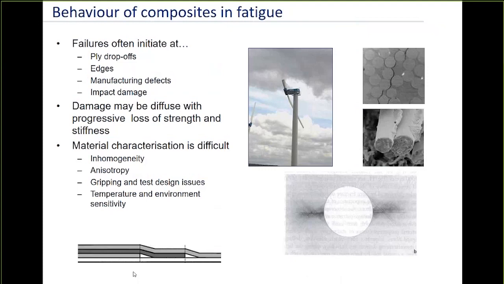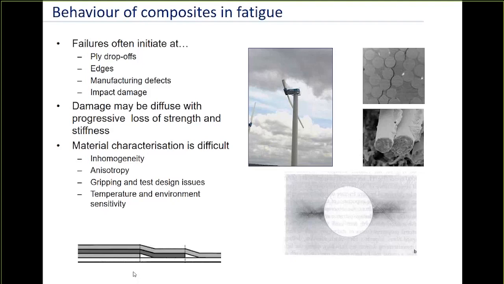Fatigue can also interact with other types of damage. For instance, one of the things that aerospace manufacturers are very concerned with is what they call barely visible impact damage. This could arise from a bird strike or somebody dropping a spanner on the wing. Damage from some impacts may be barely visible, but could grow under subsequent fatigue loading.